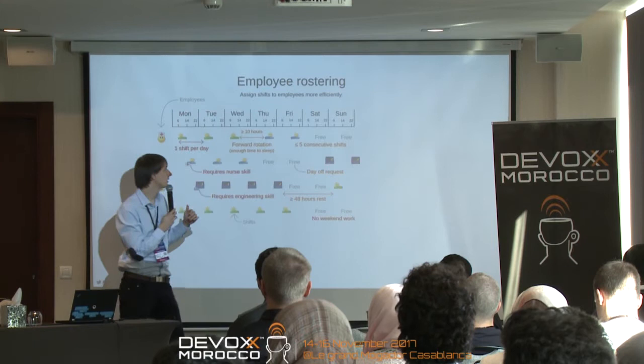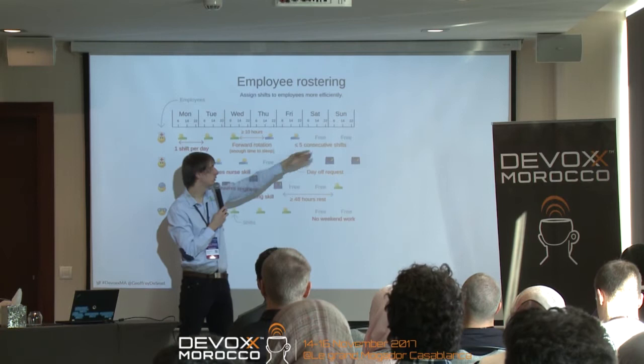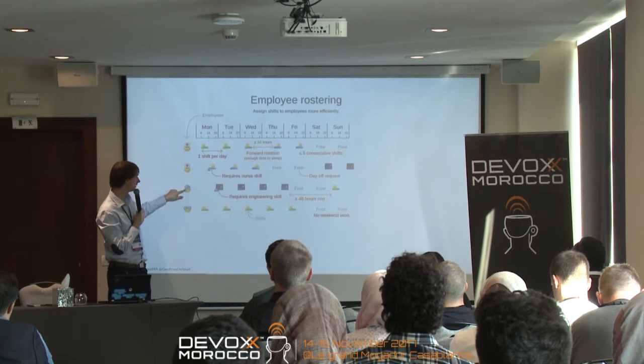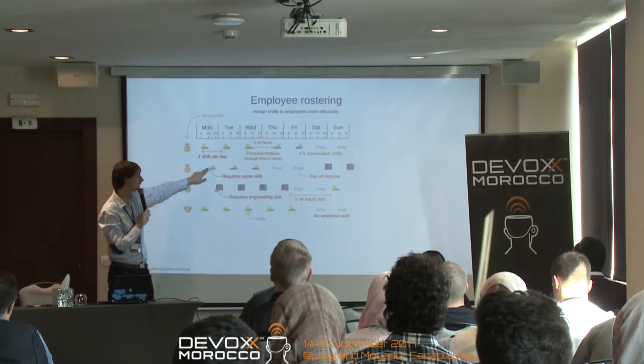Five consecutive shifts: after 5 days in a row or 6 days in a row, we need a day off. Require the nurse skill. So this particular shift requires somebody who has the nurse skill. So these two employees cannot fulfill that shift. These two employees can't fulfill that shift. That's a hard constraint, and a typical one.